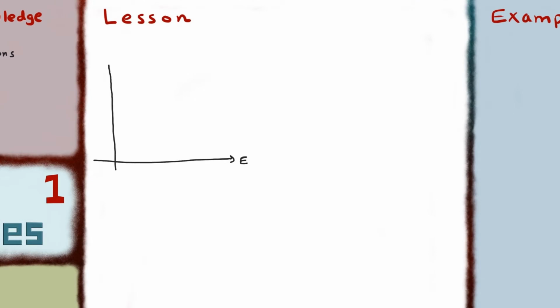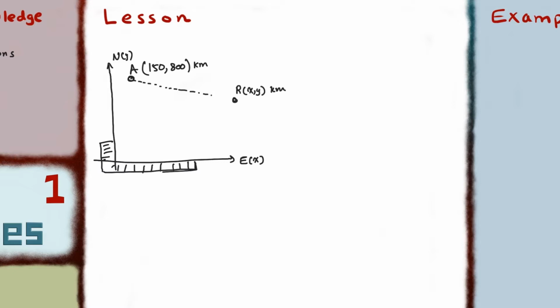Here we have a coordinate system labeled east and north. The north is going to be our y and east is going to be our x. We're going to have a boat which starts at position A, which is 150 kilometers east and 800 kilometers north, and it's going to go towards direction R, point R, and R can have any position.